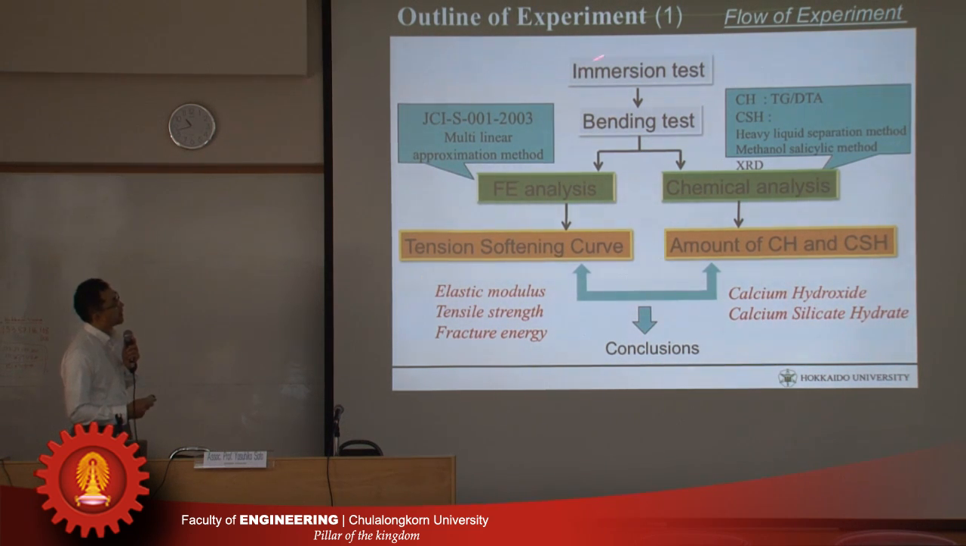In this test, we performed the immersion test in the liquid. After the immersion test, we applied the bending test. After the bending test, we did the FEA analysis to detect the tension softening curve, and the back analysis to find the resting modulus, tensile strength and fracture energy. At the same time, using the same specimen, we applied chemical analysis to know the amount of CH and CSH. Then finally, we try to find the relationship between the two kinds of information.